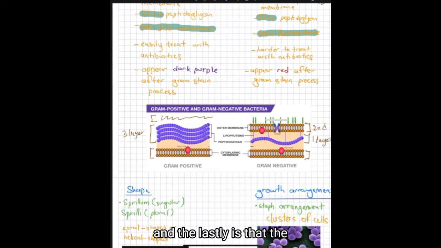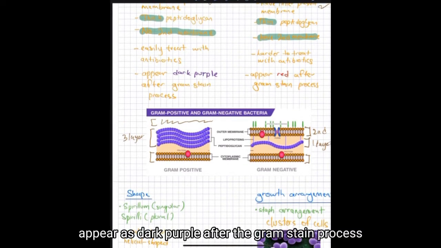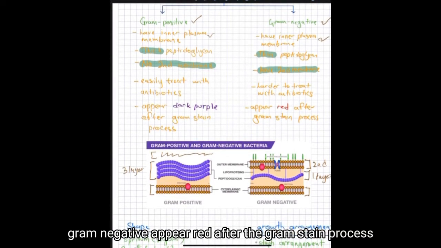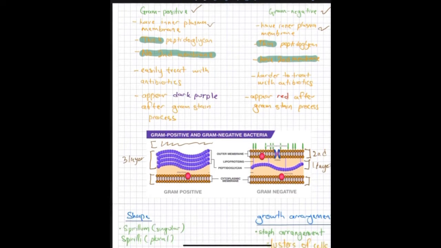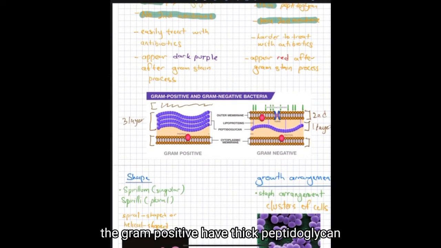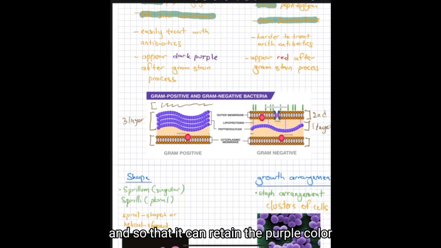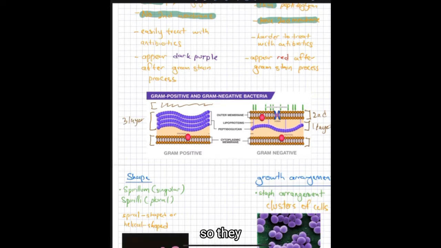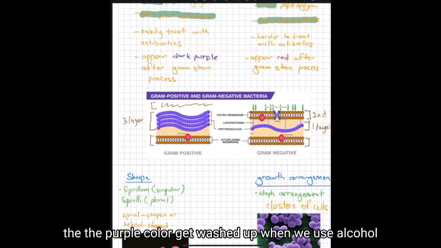And lastly, the gram-positive appear as dark purple after the gram stain process, while the gram-negative appear red after the gram stain process. The reason is that the gram-positive have thick peptidoglycan, so that it can retain the purple color, while the gram-negative have thin, so they can't retain the color, so the purple color gets washed out when we use alcohol.